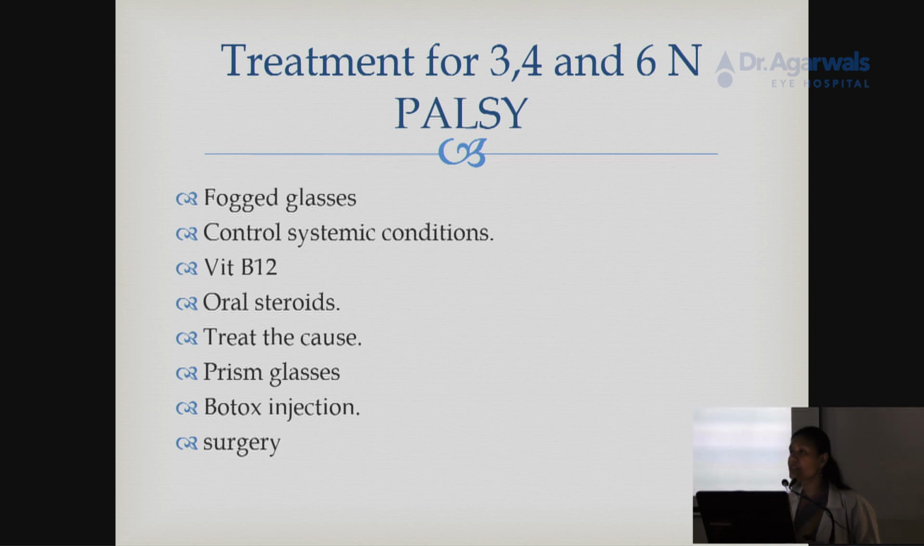And the prism glasses. Whenever the patient has a diplopia and is not able to continue with the patching, or for cosmetic reasons doesn't want to have a patching, then you can think of prism glasses. Botox injection, this is a temporary measure to prevent the diplopia in the primary position alone, and surgery can be thought of, but for surgery usually we wait for at least 6 months for the diplopia to remain the same. It cannot be variable. If it is variable, you have to wait till it is consistently the same for 6 months before you take it for the surgery.